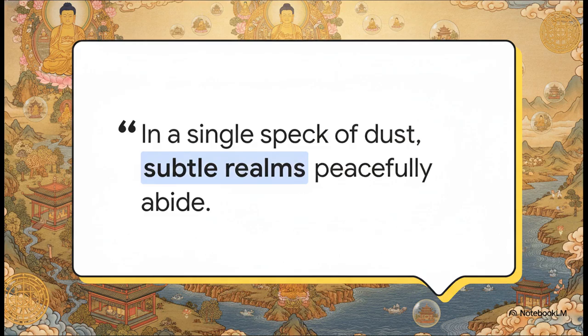Listen to this profound quote from the text. "In a single speck of dust, subtle realms peacefully abide." Just imagine that for a second. The text literally describes how vast, opulent, mind-bogglingly huge Buddha realms, complete with mountains, oceans, the whole shebang, fit perfectly into microscopic spaces like a pore on your skin or a single speck of dust. And they do this without shrinking, and the dust doesn't expand. It is just a breathtaking, awe-inspiring way to look at reality.